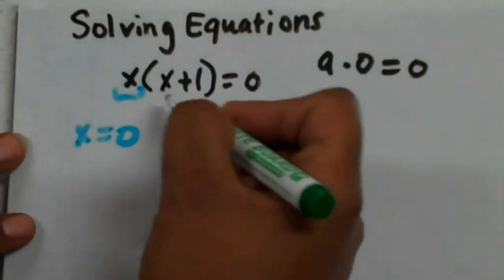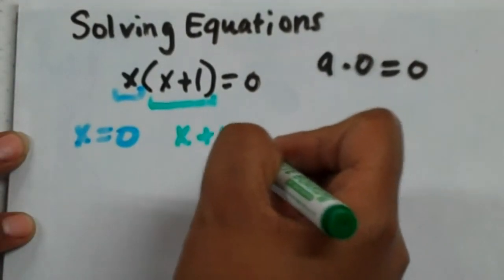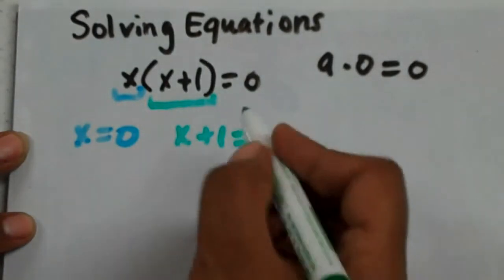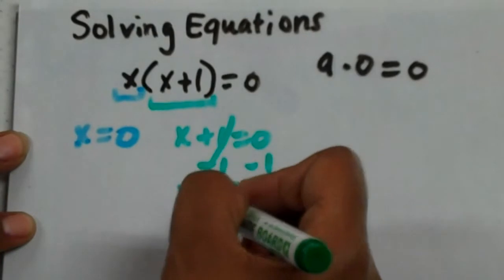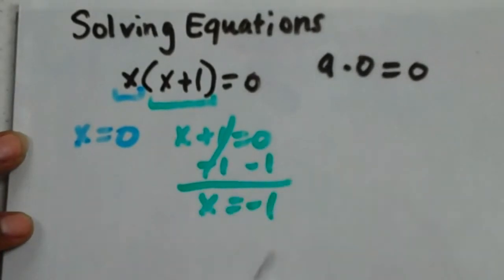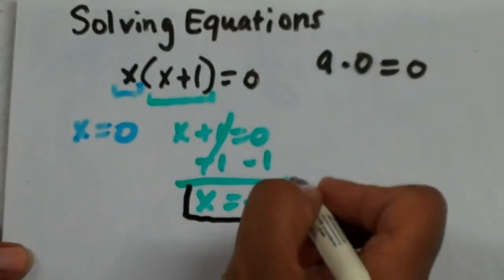And we set our other factor equal to 0, x plus 1 equal to 0. We subtract 1 from both sides, and we get x equal to negative 1. So if x is equal to 0 or if x is equal to negative 1, that makes this equation true. Those are the values of x that make it true. Those are our solutions.